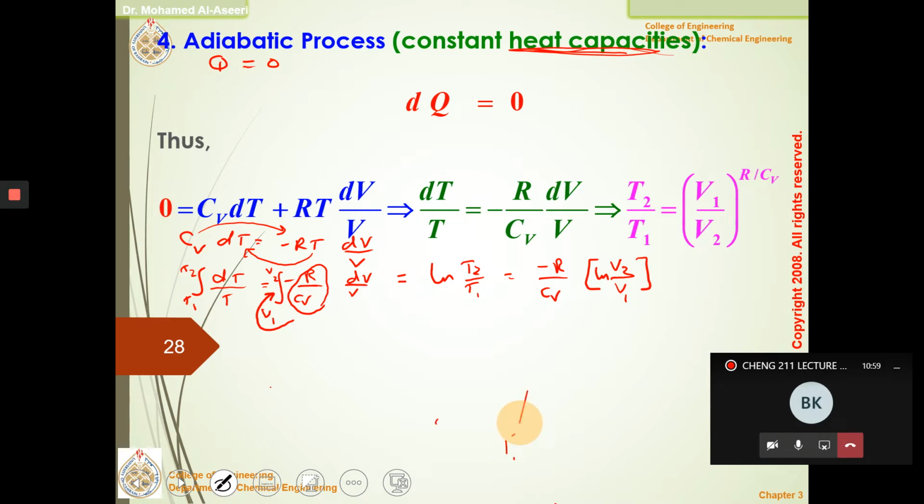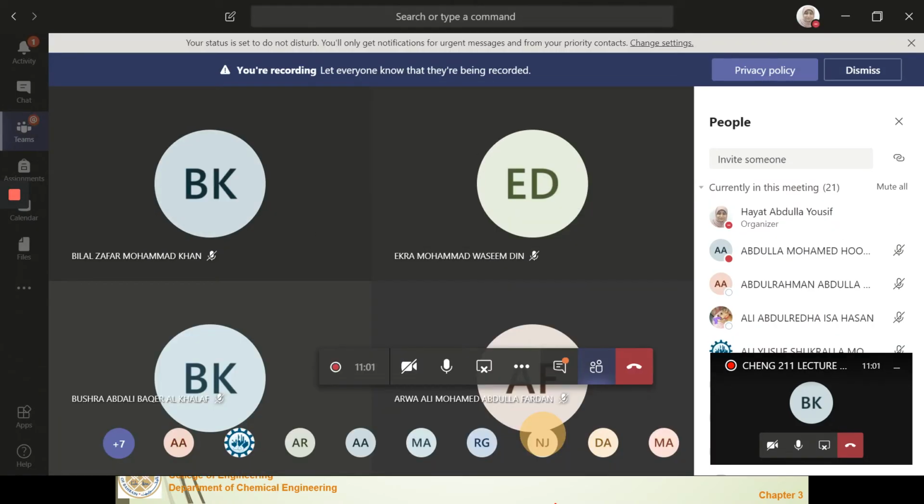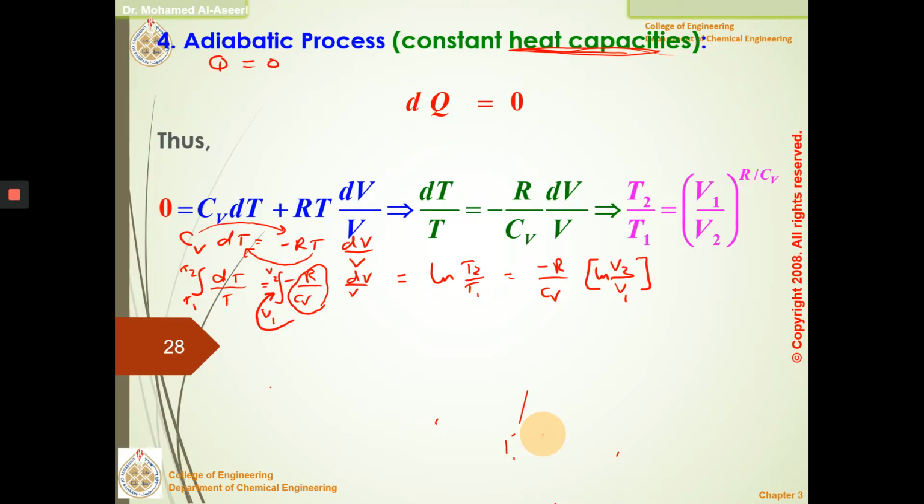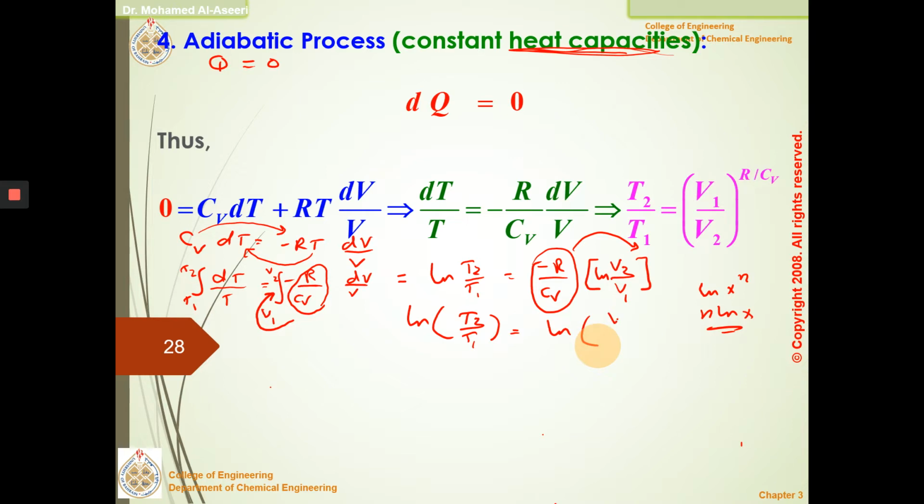Okay, so what we have here then, I have ln here and I have ln there. Now, you remember from math, if you have ln x to the power n, it is equal to n ln x. That's a rule you have taken in math. So because of that, what I will do here is take that R over CV back as a power here. In other words, I have ln T2 over T1 equal to ln V2 over V1, but with the power minus R over CV. Okay?